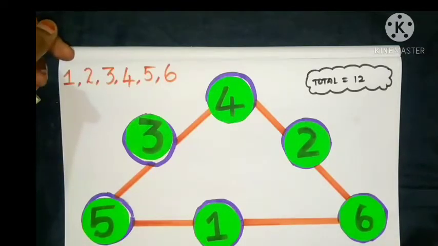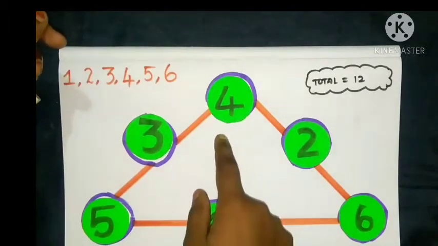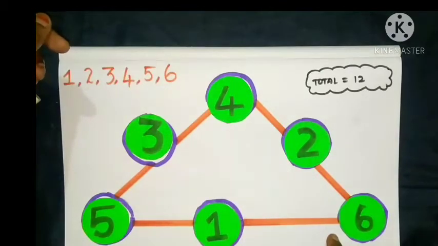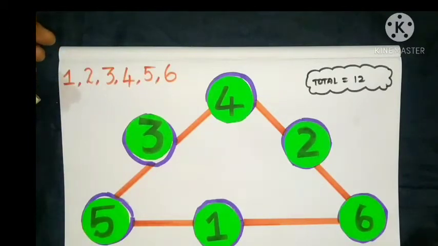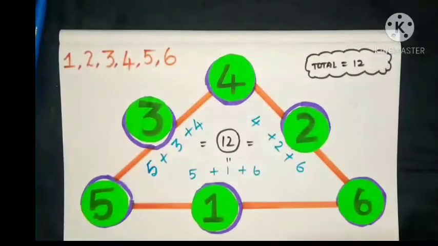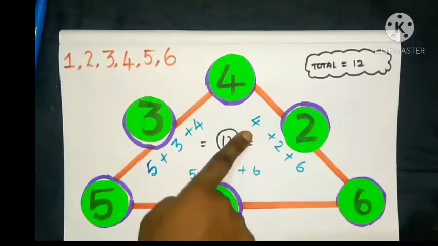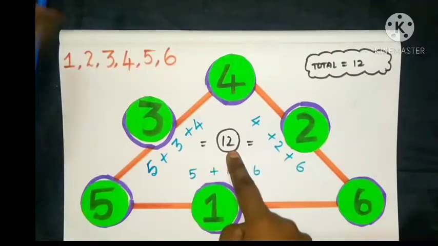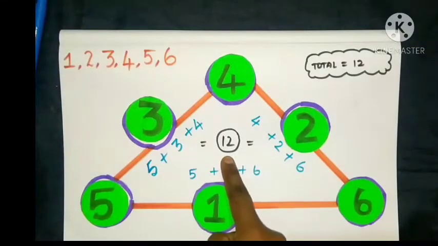Here the correct placement of numbers is 4, 3, 5 equal to 12. 4 plus 3 plus 5 is equal to 12. 4 plus 2 plus 6 is equal to 12. 5 plus 1 plus 6 equal to 12. This is the magic triangle. See here, 5 plus 3 plus 4 is equal to 12. 4 plus 2 plus 6 equal to 12. Then 5 plus 1 plus 6 is equal to 12. Students, you all understood now how to find the magic triangle.